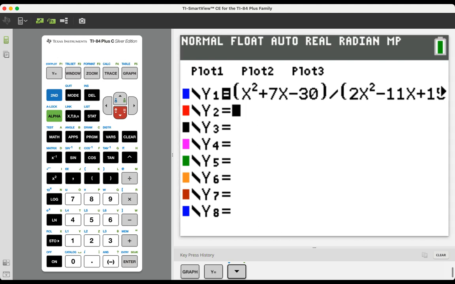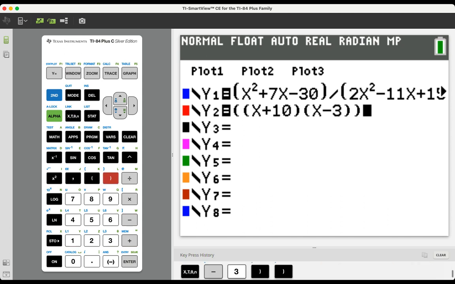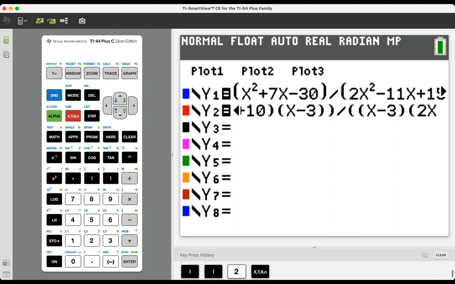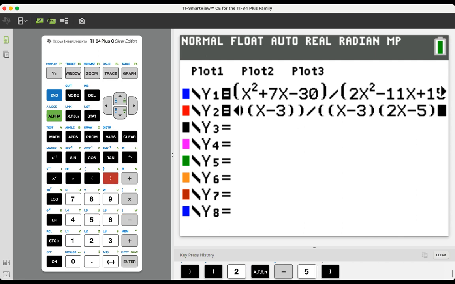In the numerator, we will factor the polynomial x squared plus 7x minus 30, and we will rewrite that as x plus 10 and x minus 3. In the denominator, we will factor similarly, and its factored form is x minus 3 and 2x minus 5. Now, to convince you that they are the same thing, I'm going to graph this, and you're going to see them right on top of one another.